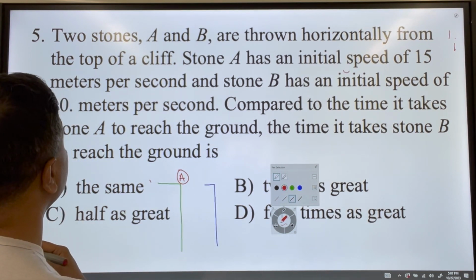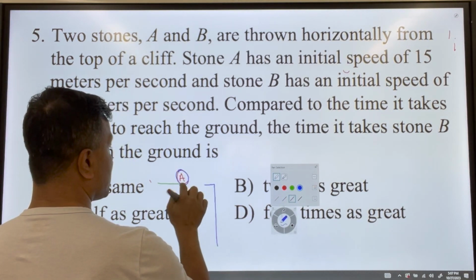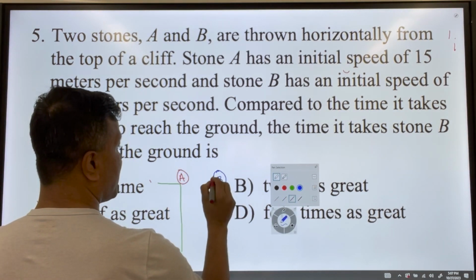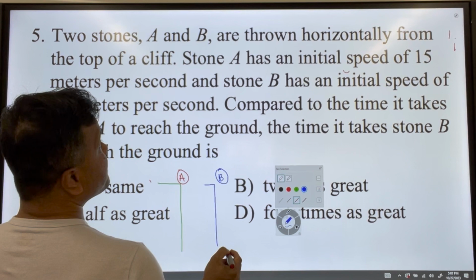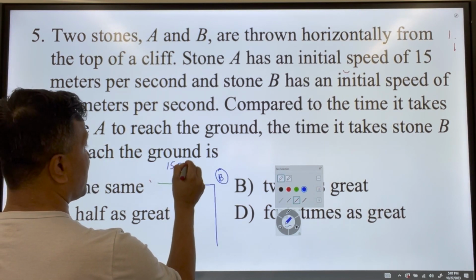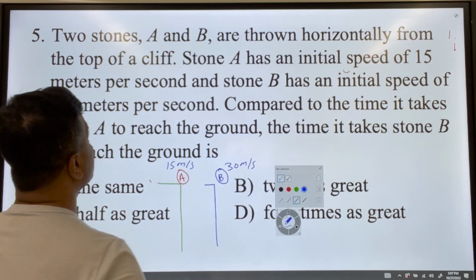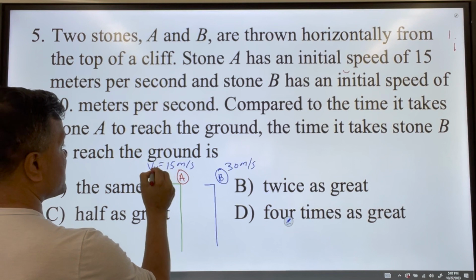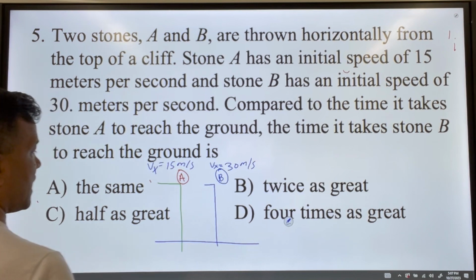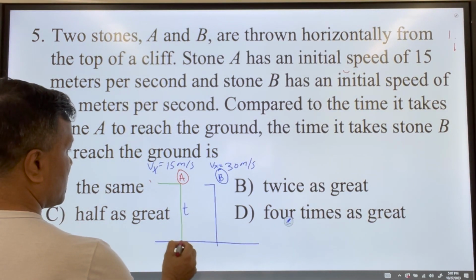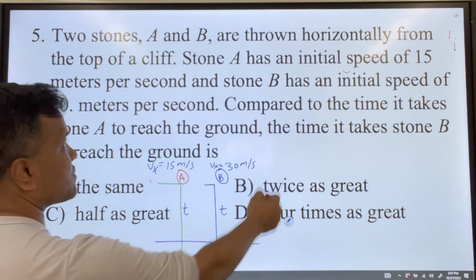Initial speed of this one is 15 meters per second. Another one, let's say, is the same size. This is B. So this one's speed is 15 meters per second, and this one's speed is double, 30 meters per second. This is Vx. Now how long, what time? It's going to take some time to land on the ground.